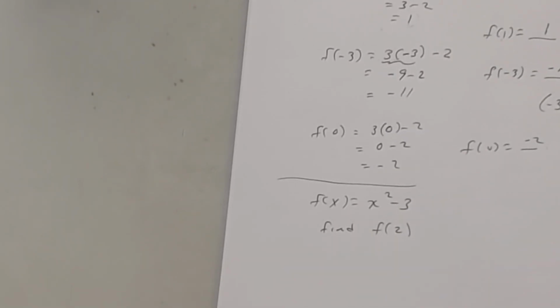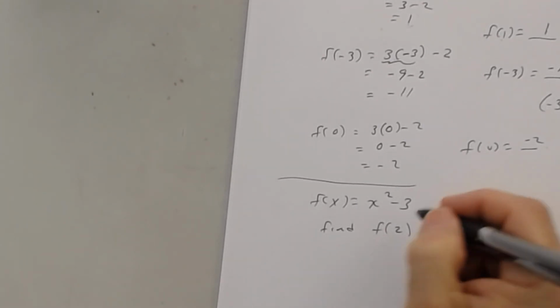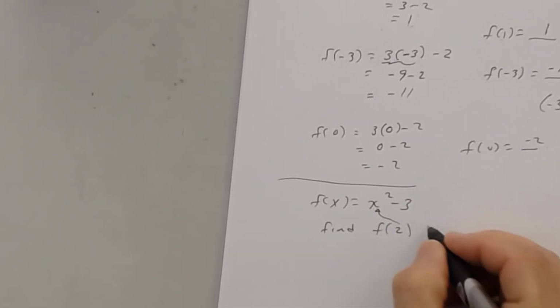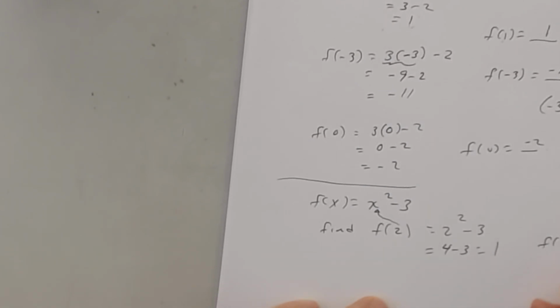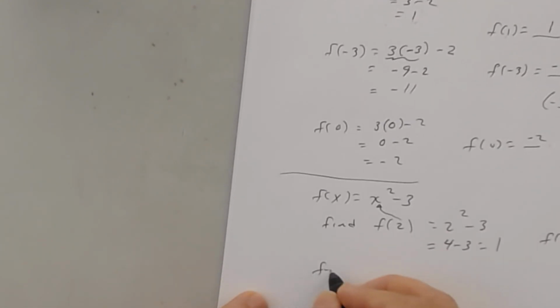How do you find f of 2? Where we see the variable x, what do you plug in? 2. So you plug this into x, and you get 2 squared minus 3. What's 2 squared? 4. And what's 4 minus 3? 1. So you'd say f of 2 equals 1. That's what you would say. So when x is 2, your y value is 1. That's correct.